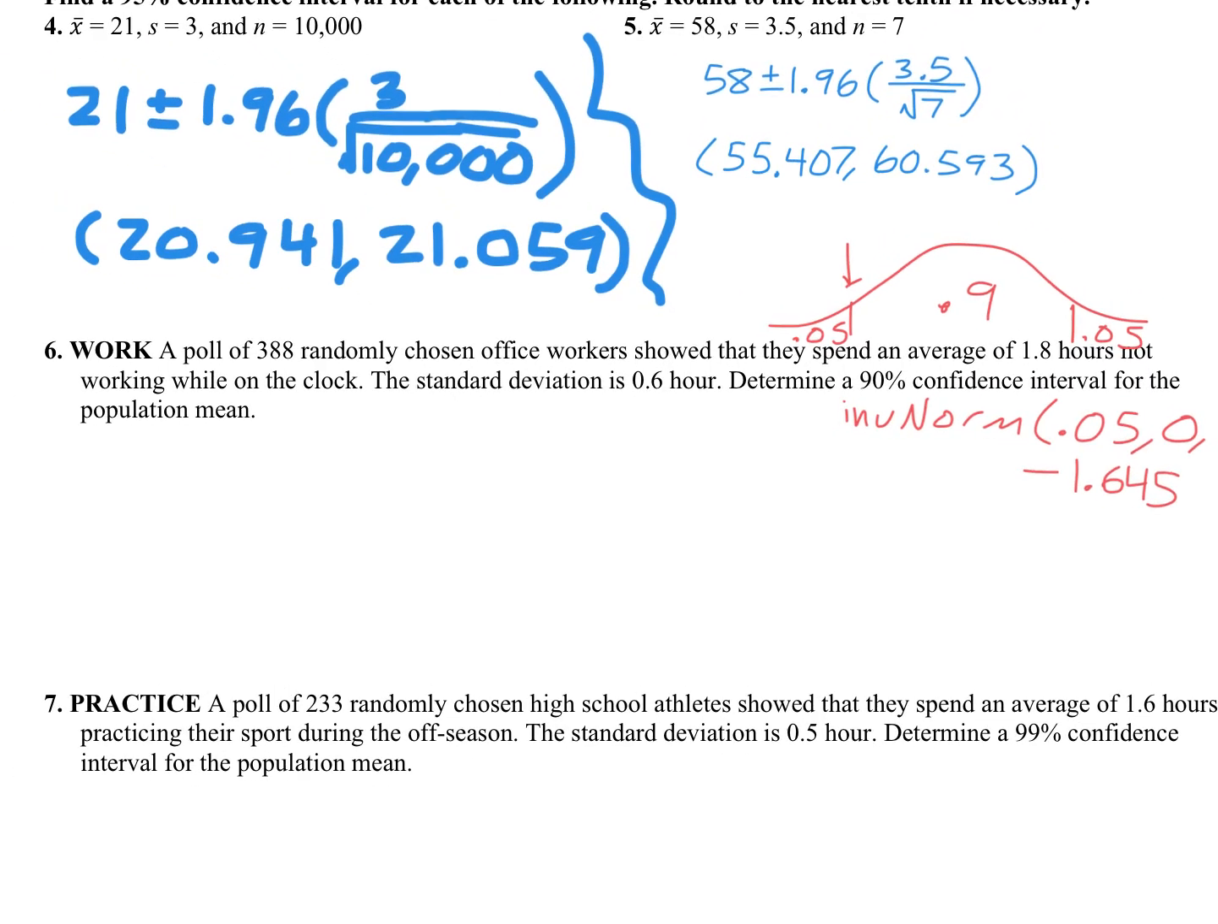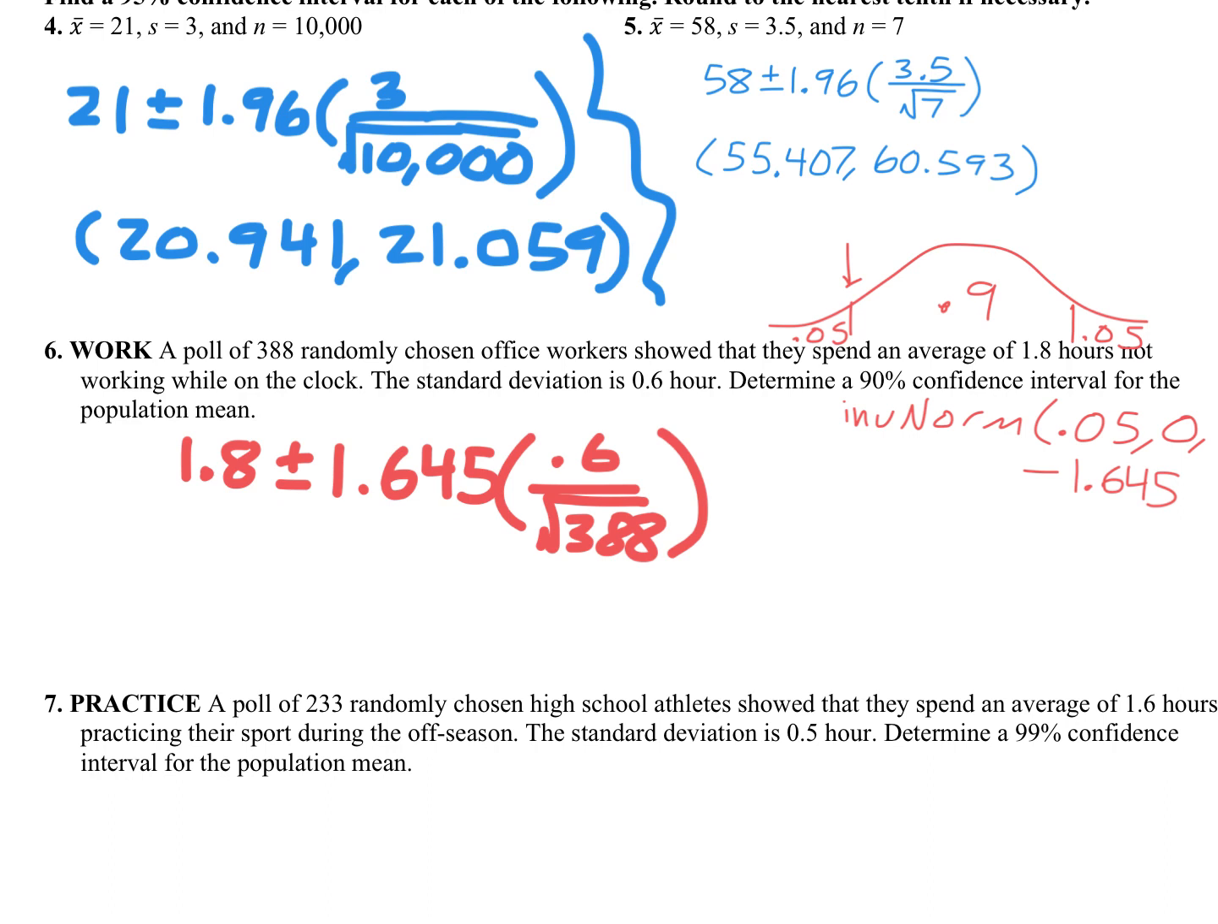All right, so we have to figure out what everything is based on this paragraph. We start at the mean. All right, so they say average of 1.8 hours. We're going to go up and down 1.645 standard deviations. Standard deviation is 0.6. We have to divide that by our sample size. We're going to do a sample of 388.